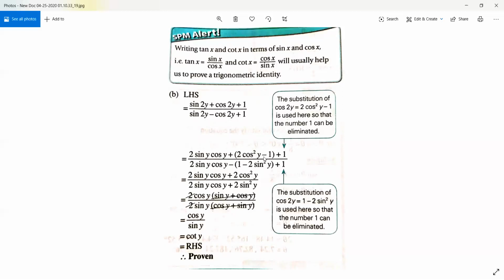You see, if you open this bracket, minus 1 plus 1 becomes 0. This one also, negative 1 plus 1 becomes 0. Okay, so I'm left with 2 sine y cosine y plus 2 cosine square y, and 2 sine y cosine y plus 2 sine square y. I bring the same factor out. I'm left with sine y plus cosine y and cosine y plus sine y. These two are actually the same, and these two numbers are also the same. So I'm left with cosine y over sine y. So I'll have cotangent y. So it's equal to my right hand side also.